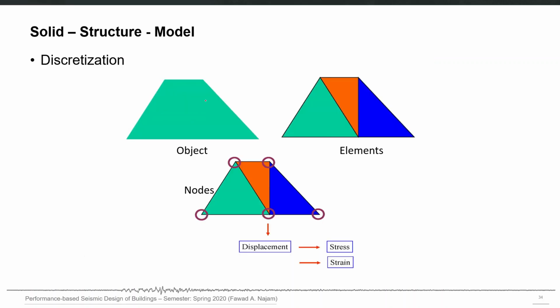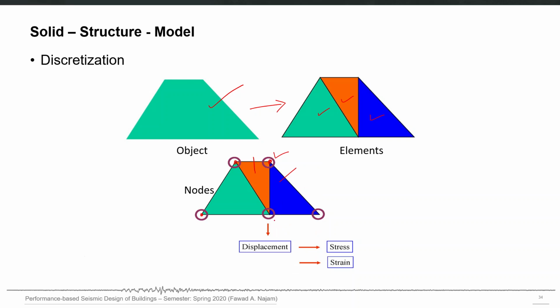So here you see that we have a physical object. We discretize it into 3 finite elements with these nodes. So now this is a node, this is a node, this is also a node, and this node, for example, is a node which provides the connectivity between this element and this element. So it provides the connectivity between 2 finite elements.